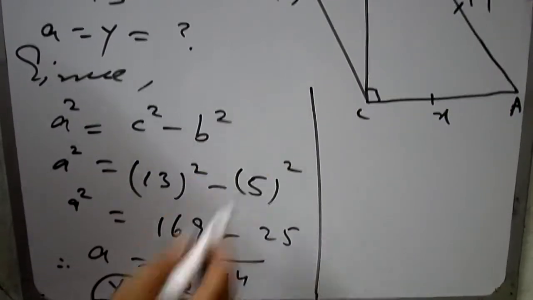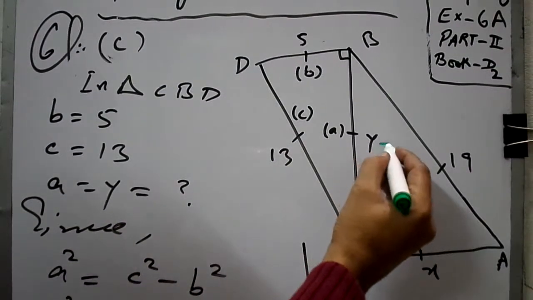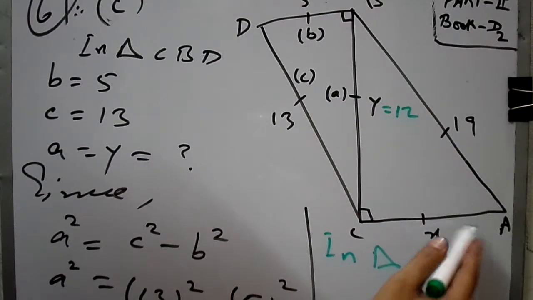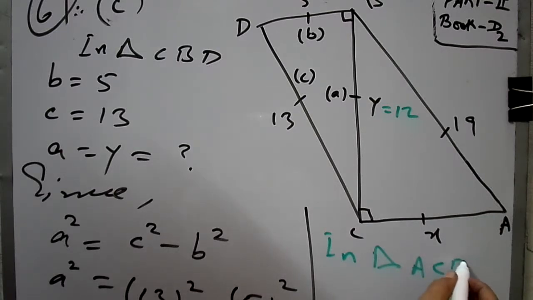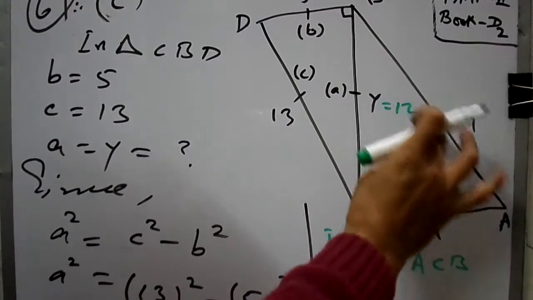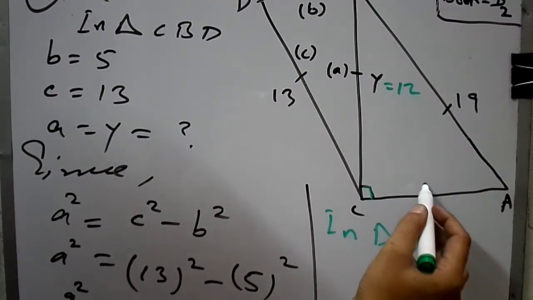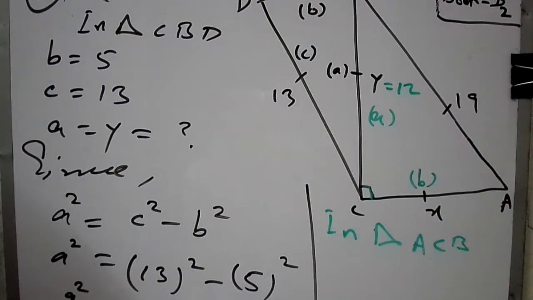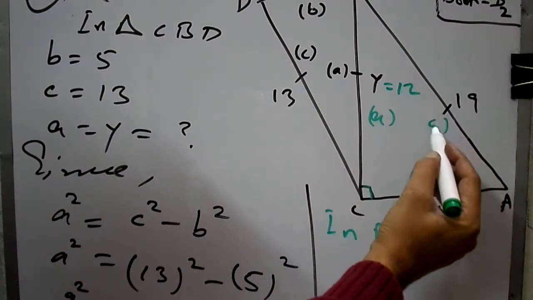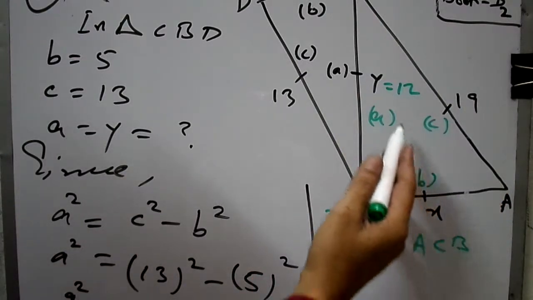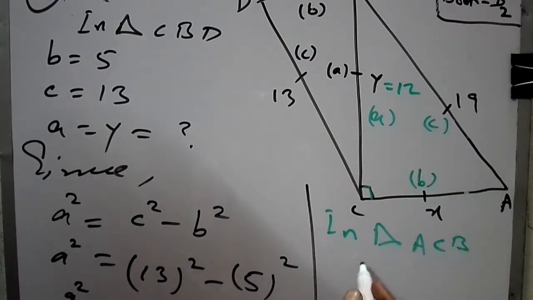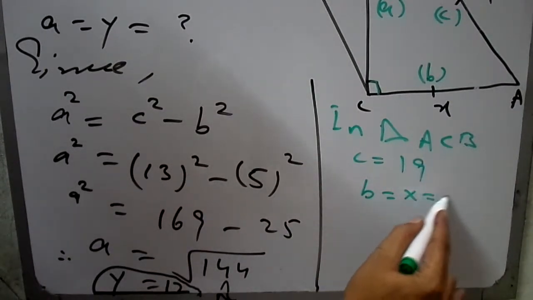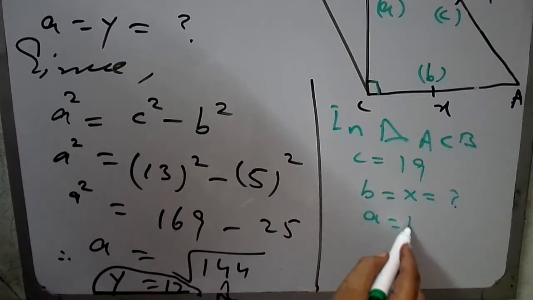Now when this value is equal to 12, you take this triangle. In triangle ACB, in this triangle ABC, you can see here that one is your 90. So that is your base, that is your altitude, and that is your C, the hypotenuse. We have to find the value of this B because the unknown value is x. It means here the value of C is 19, the value of B is x, which is to be determined, and the altitude is 12.